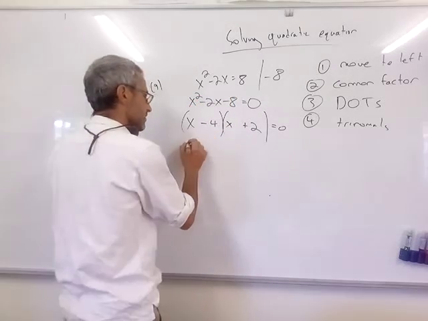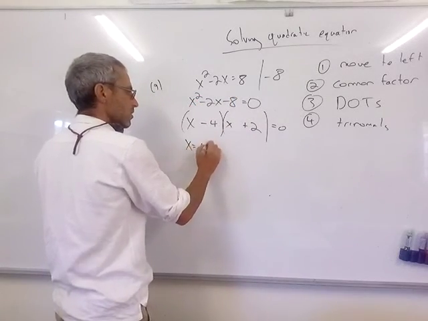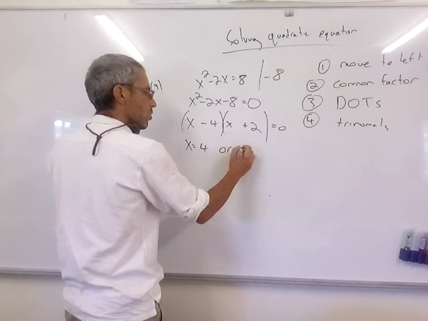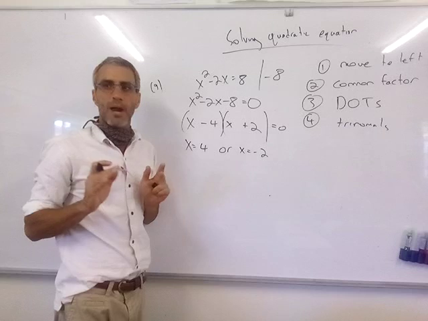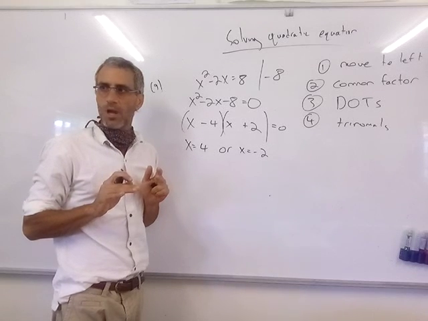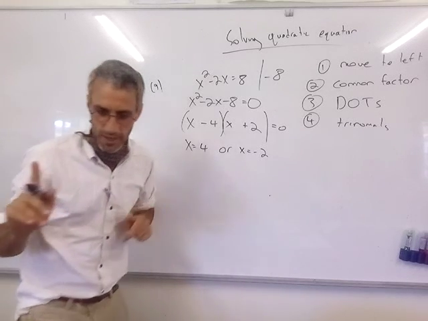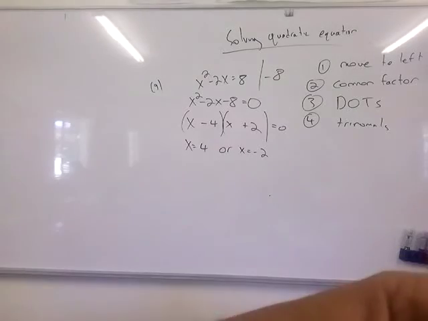Now the solution, yes, Ryan, what was the solution? x equals plus 4 or x equals minus 2. Each one of these brackets must be equal to 0. Are we happy with that? Okay, I'll just give you a minute to digest it, and I want to show you something.